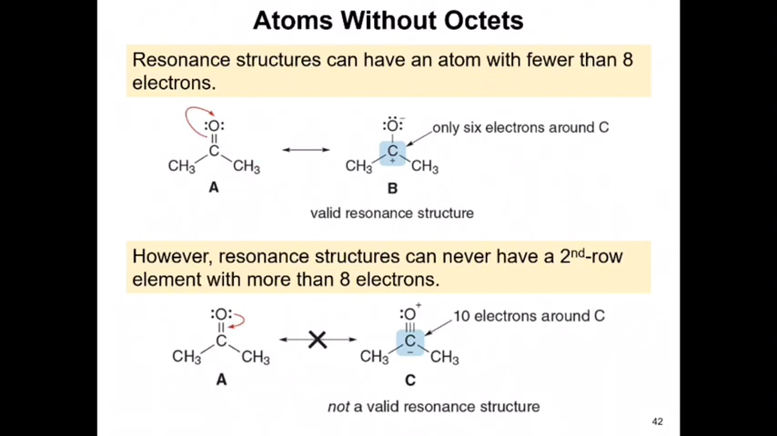However, resonance structures can never have a second row element with more than 8 electrons. For example, this structure here, structure C, has a negative charge on the carbon and a triple bond with an oxygen. This carbon right here has a total of 10 electrons, which basically disobeys the octet rule. So this is not considered a valid resonance structure.